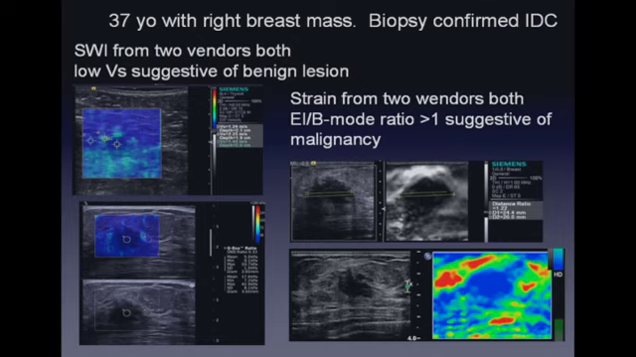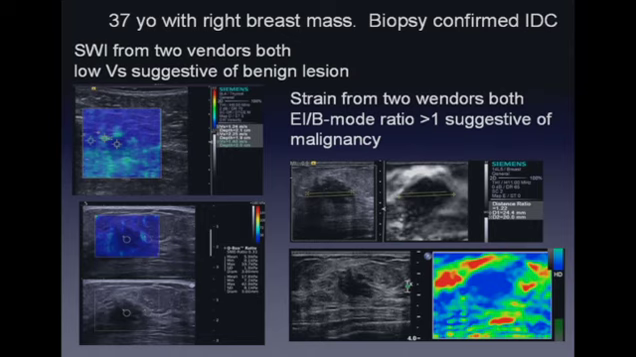And to show you another case, this is a 67-year-old that had a breast mass that was confirmed to be an invasive ductal cancer, and using both vendors that have shear wave breast technology present, they both show up as blue or soft cancers, and you can see that the cancer has a maximum velocity of about 2.2 meters per second on both systems. If we look at the strain imaging, and actually this was done on 4 systems, the lesion increases in size with an EI to B mode ratio of greater than 1 on all of the strain systems that we have.